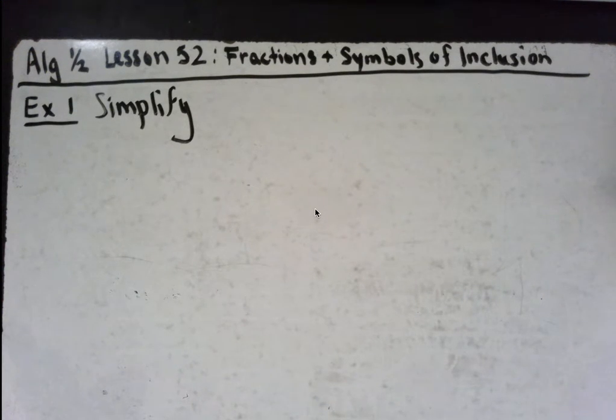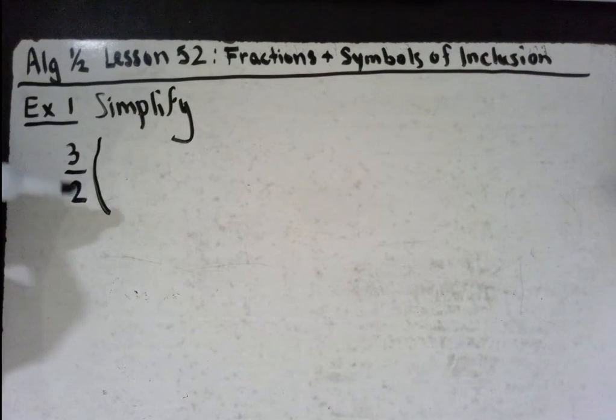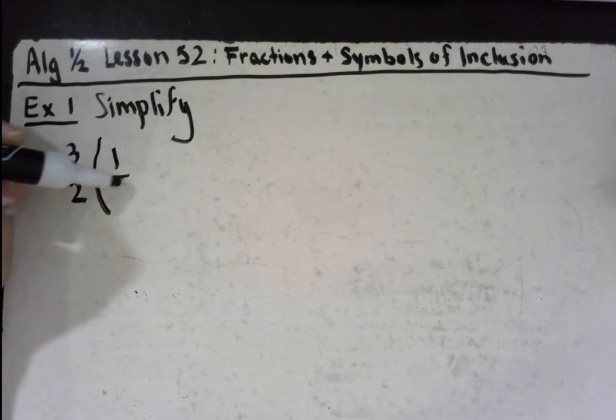This is Algebra 1/2, Lesson 52, Fractions and Symbols of Inclusion. So we're going to start right away with just an example of what that is. Basically just fractions like 3/2, symbols of inclusion, which is parentheses, brackets, braces, things like that.